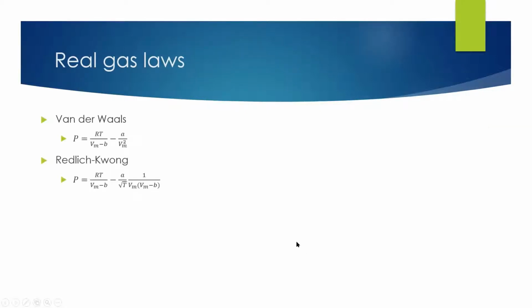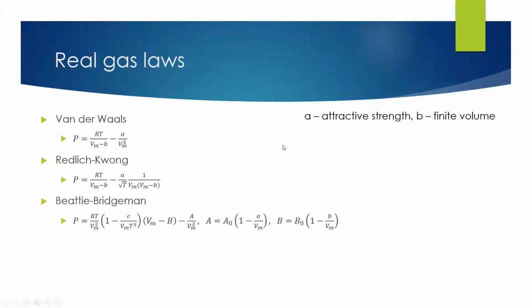There are a couple of other ones I will just mention here. Another equation of state is the Beattie-Bridgman equation of state. This uses 5 adjustable parameters rather than 2. So it can get a little bit more accurate, but then you have more fitting going on.